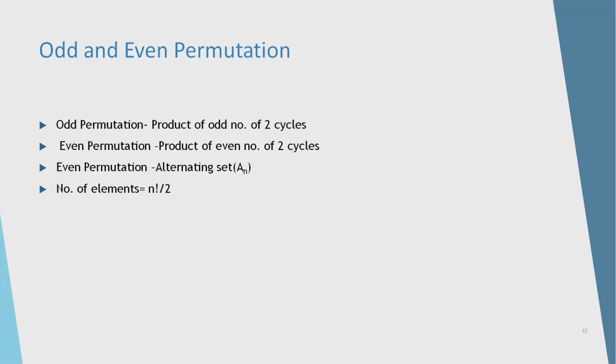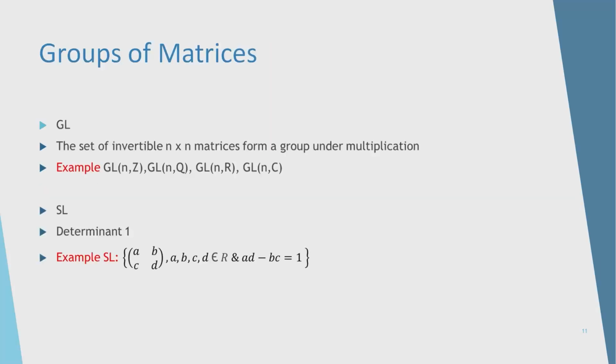Next one is the odd and even permutation. An odd permutation is nothing but a product of an odd number of 2-cycles. If it is a product of an even number of 2-cycles, we call it an even permutation. The even permutations form the alternating set, denoted by An. The number of elements in the even permutations is n factorial by 2. Suppose in a permutation group there are 6 elements, then the elements in the even permutation or alternating set are only 6 by 2, that is 3 elements.